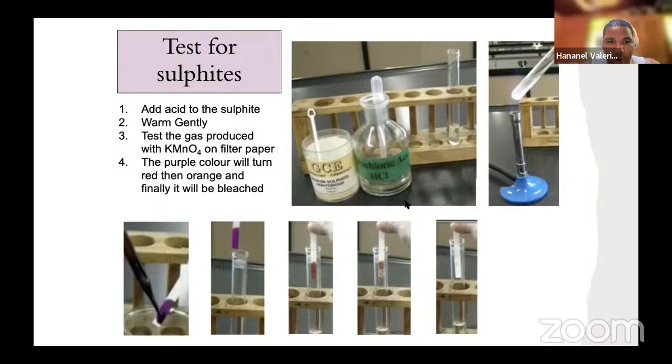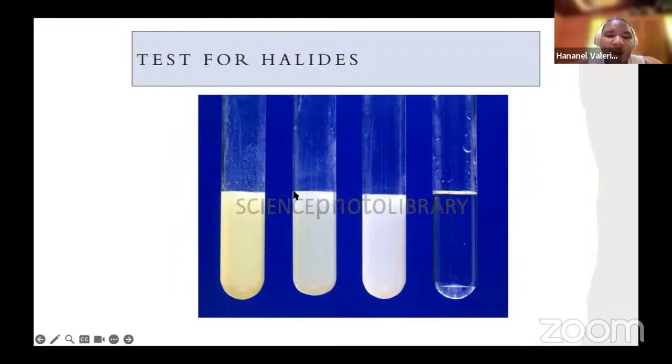So we can just put that, after we have done the solution, we can just heat it up. And if we heat it up and it disappears in the sulfite, and that's the end of the story. Now the halides, the chlorine, bromine, and iodine. These can be some tricky tests to do. So let's look at them.